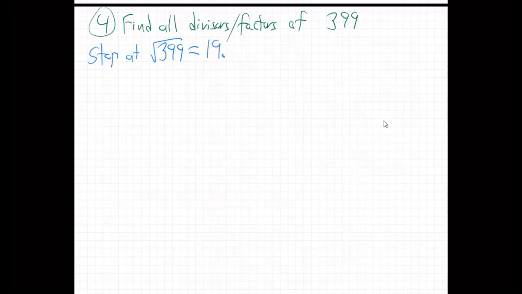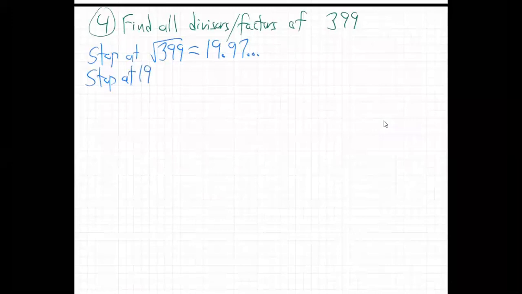And I'm getting 19.97 blah, blah, blah. So that means stop at 19, right? You don't need to do 20. 19 is the last number I need to check. So that's the first step you take. You take the square root of the number, find out what that is, and then you stop at that number. So I'm going to stop at 19.